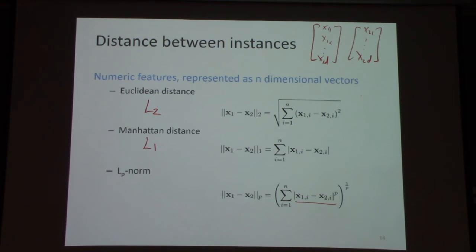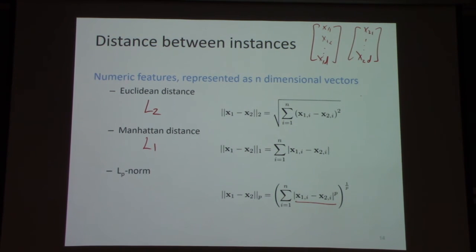If p equals 2, you get the L2 norm. If p equals 1, you get the L1 norm. If p equals 3, you get L3, and so on. This is just a family of distance functions. These are metrics in the formal sense, which means that they are greater than or equal to 0, and they're symmetric and such things.